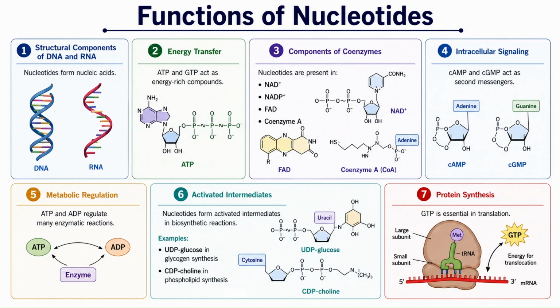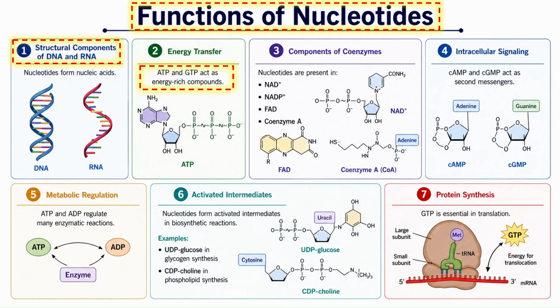Now let's discuss the functions of the nucleotides. Nucleotides have several extremely important functions in the body. The first, they act as structural components of DNA and RNA. Secondly, ATP and GTP function as energy-rich molecules. Third, nucleotides are present in coenzymes like NAD, NADP, FAD, and coenzyme A. The fourth function includes cyclic nucleotides like cyclic AMP and cyclic GMP. They act as second messengers inside the cells.